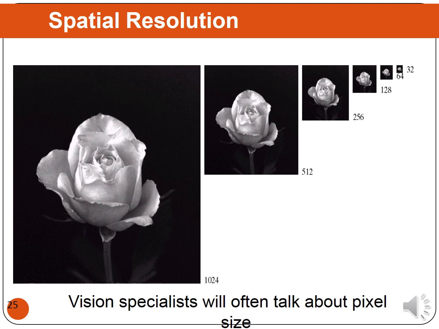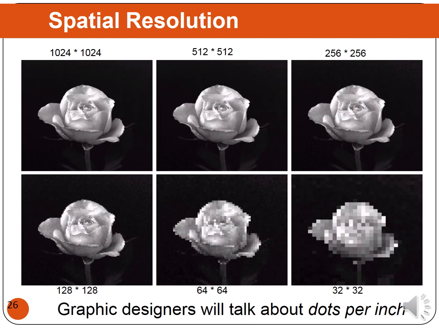Here vision specialists take the pixels that are used. In the first image we have 32 pixels, then 64, 128, 256, 512 and finally 1024. You can see that as the pixel value increases, the image is enhanced. So this is how dots per inch play a major role in providing the particular spatial distribution.